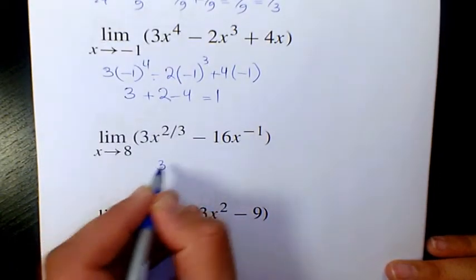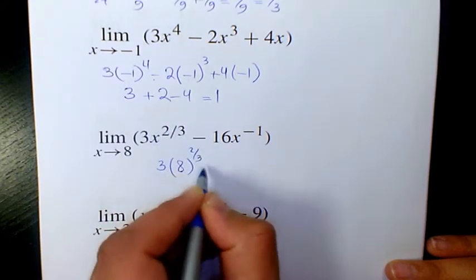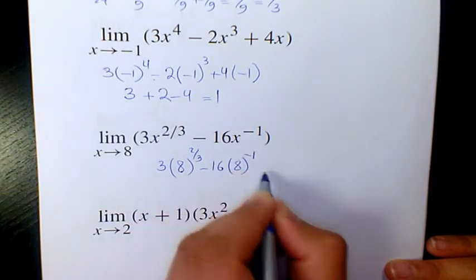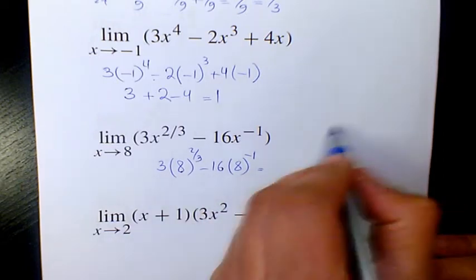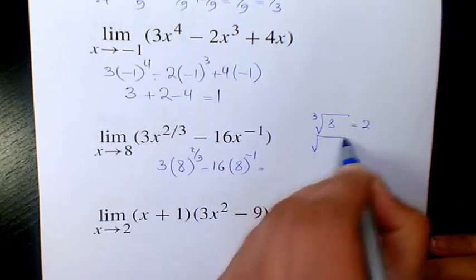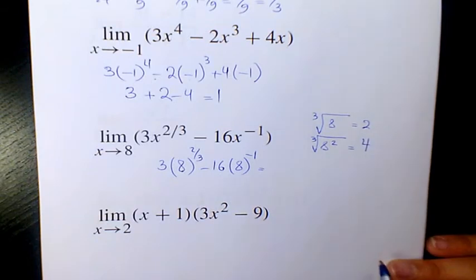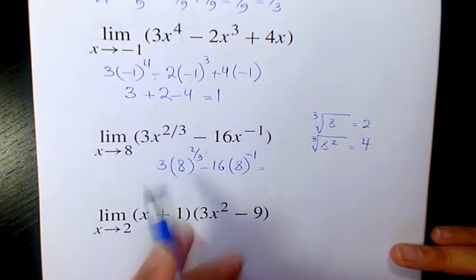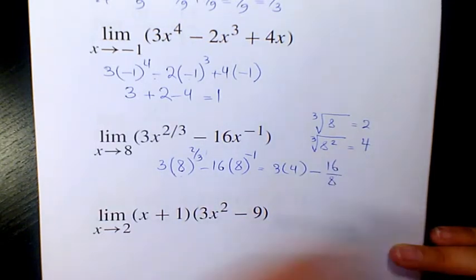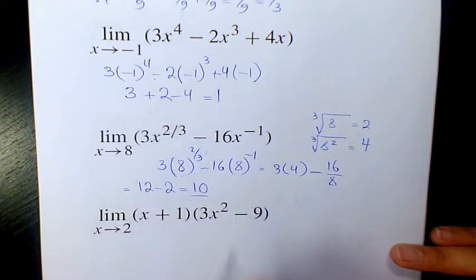Next one, 3x to the power of 2/3, 8 to the power of 2/3 minus 16x to the power of negative 1. So that's going to be, we know the cube root of 8 is 2. So the cube root of 8 to the power of 2 is 2 to the power of 2, or 4. So this part is going to be 4. So 3 times 4 minus 16 over 8, which is 2. So that's 12 minus 2, and you end up having 10.